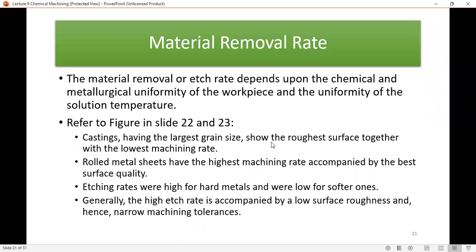Okay. Material removal rate depends upon the chemical and metallurgical uniformity of the workpiece and the uniformity of the solution temperature. So what it says basically is that the material removal rate (MRR), or etch rate, depends on the chemical and metallurgical uniformity of the workpiece. The metallurgical uniformity is very important with regards to the grain size, grain structure, and so forth. And also the uniformity of the solution temperature. The higher the temperature, the higher the material removal rate is going to be.